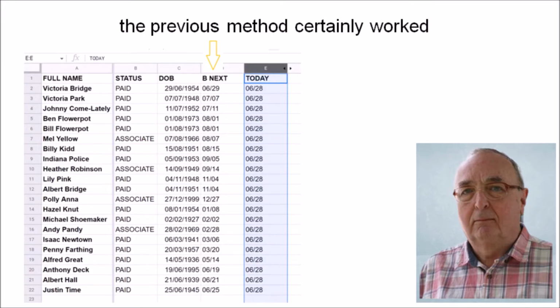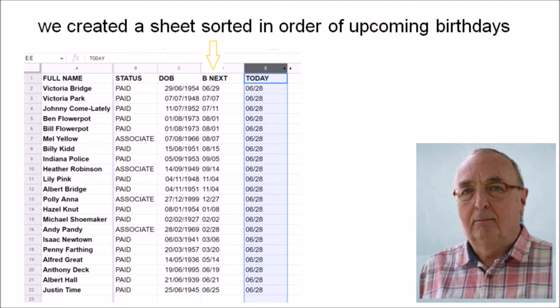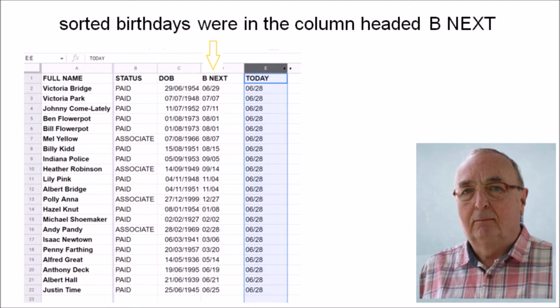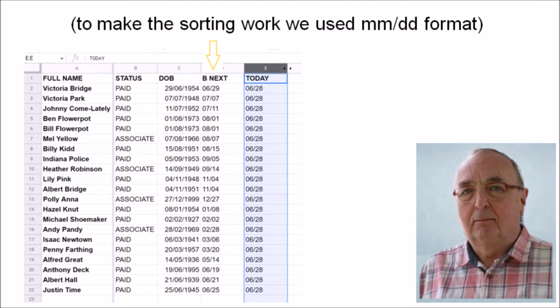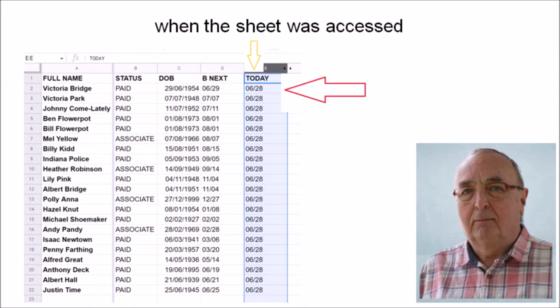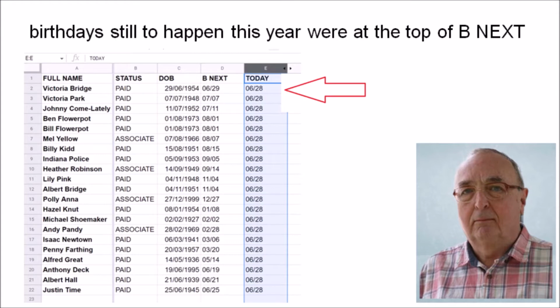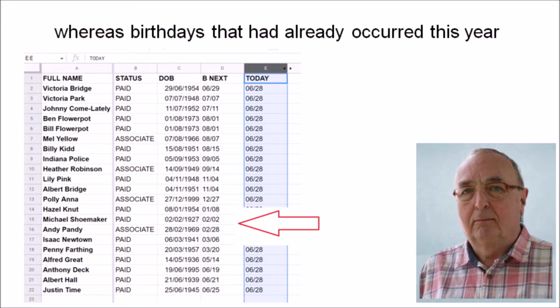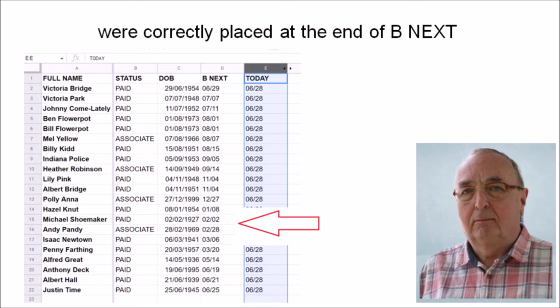The previous method certainly worked. We successfully created a sheet sorted in order of upcoming birthdays. The sorted birthdays were in the column headed Be Next. Note that to make the sorting work, we used the month-day format for the date. The sorting worked so that on the 28th of June, the date on which the sheet was accessed, which is 0628 in month-day format, birthdays still to happen this year were placed at the top of Be Next, whereas those that had already occurred this year were correctly placed at the end of Be Next.